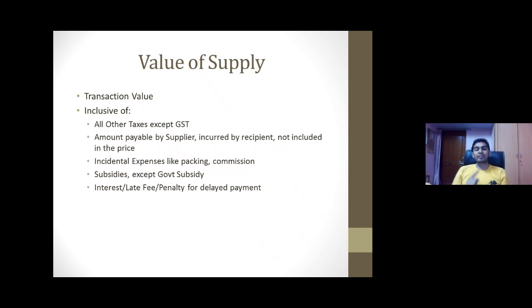Any interest, late fees, penalty for delayed payment. If you have purchased a 2000 rupees shirt from the tailor, but you didn't pick it up for 15 days, these stitching people have a rule: if you don't pick up the goods within 15 days, you will be charged 100 rupees extra or something like that. That 100 rupees is a penalty for delayed payment and delayed pickup, whatever you call it. That is also included in the value of supply. That means GST is to be charged on that amount also.